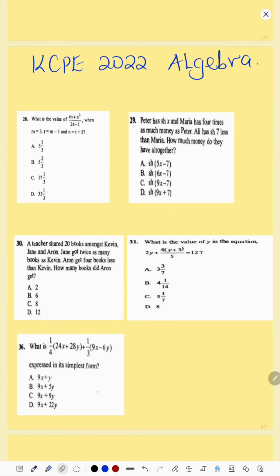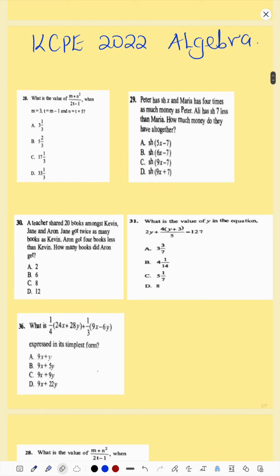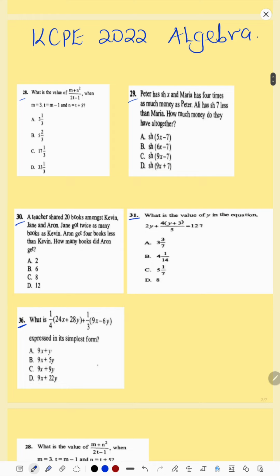Okay, so here we have KCPE 2022 and we are looking at algebra for the past KCPE past papers. In this paper, we had five questions. Question number 28, question number 29, 30, 31, and question number 36. So we had a total of five questions in this paper for algebra, and we are going to look at all the five questions.